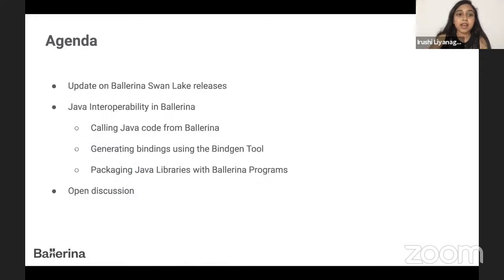Yeah, so the agenda for the day is we will be giving an update on the Ballerina Swan Lake releases, and then we will move on into Java interoperability in Ballerina. Under Java interoperability, we will be discussing 3 sections: calling Java code from Ballerina, generating bindings using the Bindgen tool, and packaging Java libraries with Ballerina programs. And then at the end, we will move on into an open discussion.